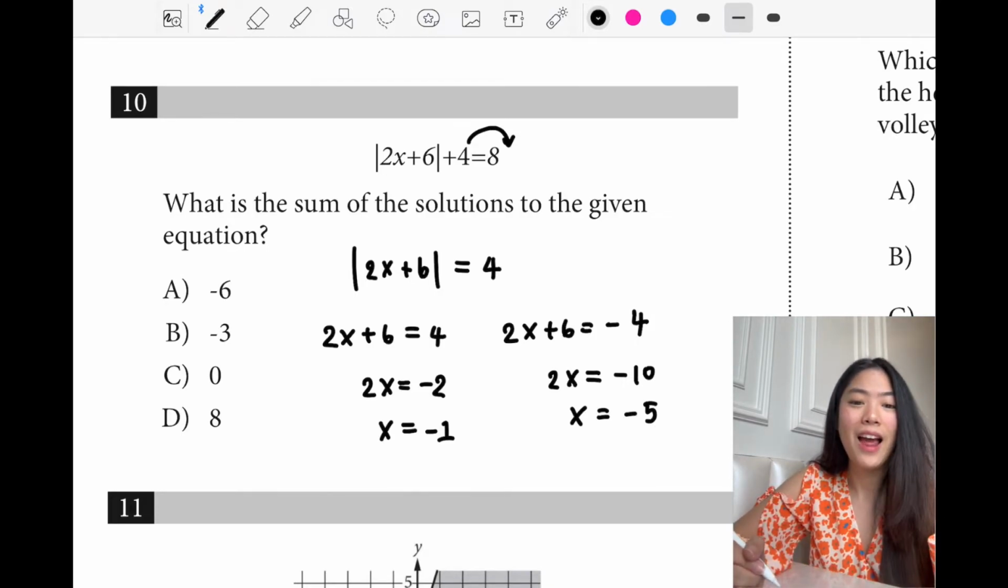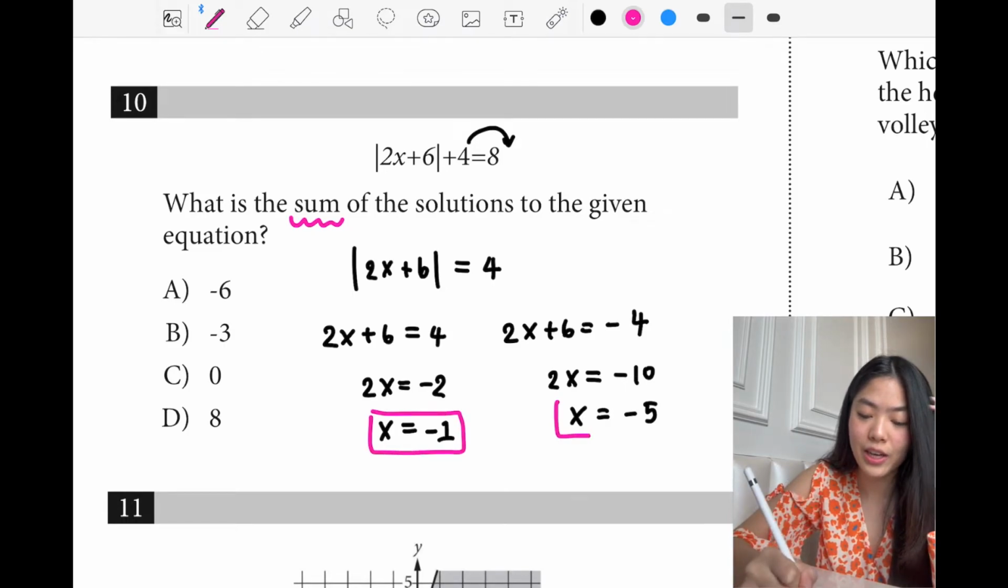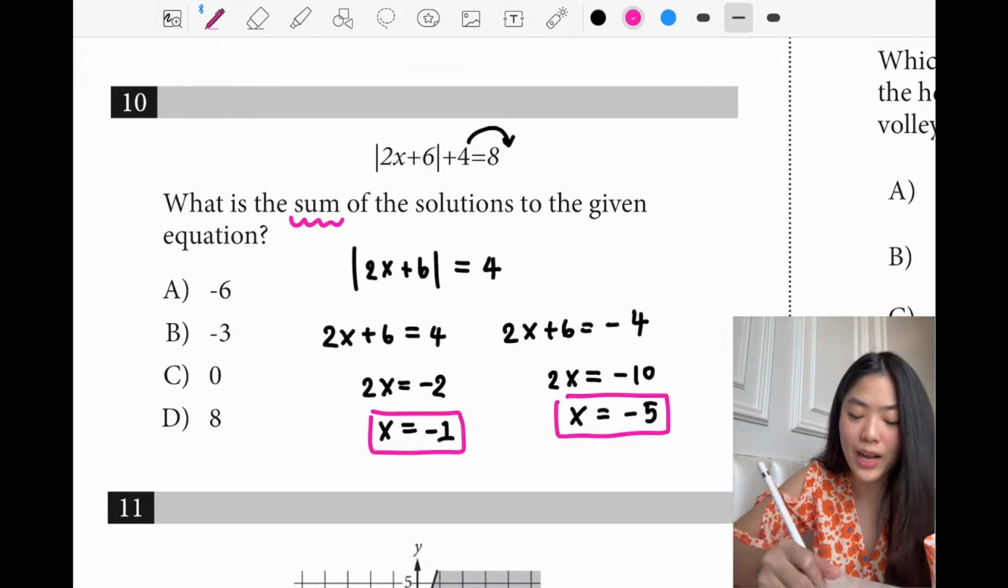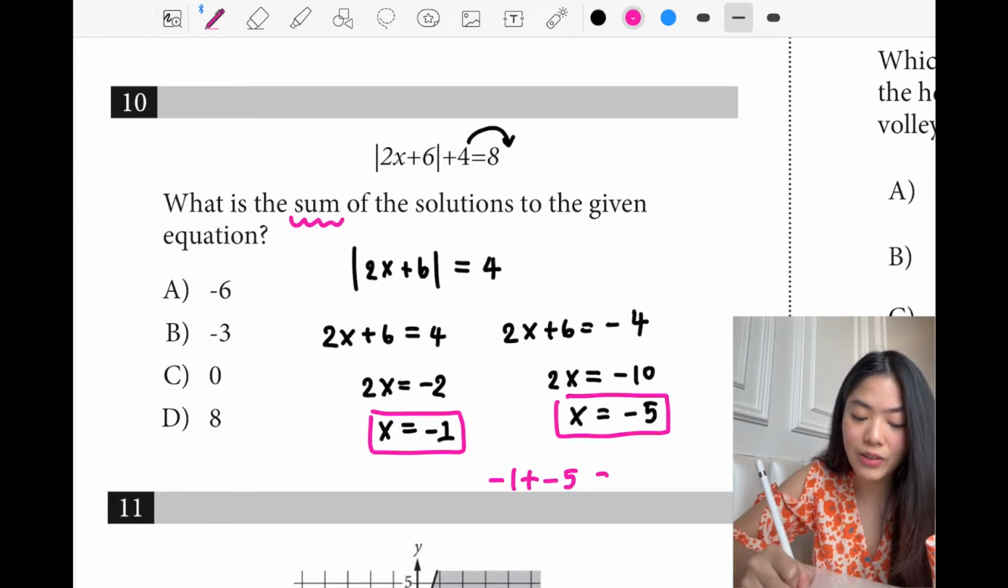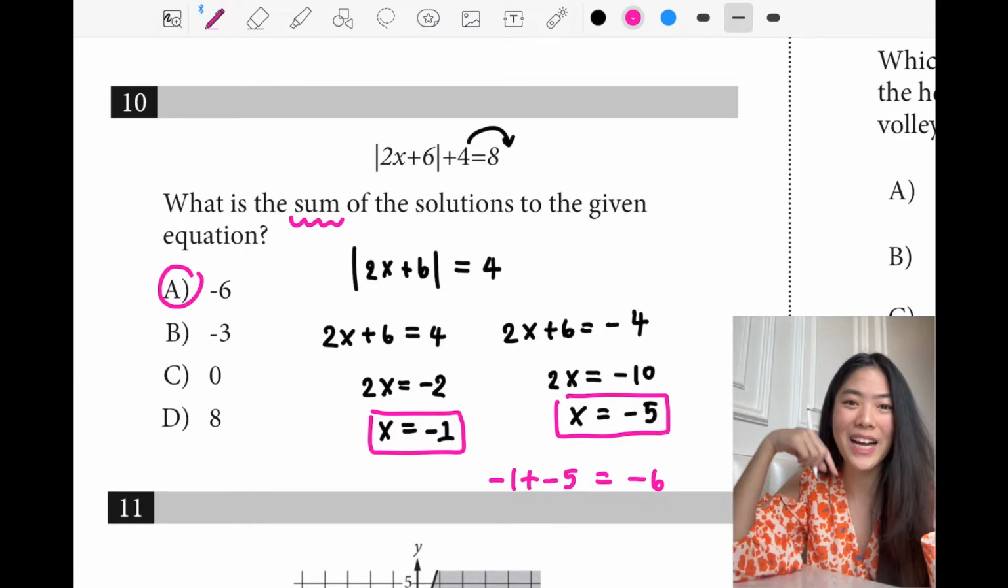Okay, and the question is asking for the sum of the solutions. We get two solutions, and then we're going to add these two values together. So -1 added with -5 is going to be -6. Then A is going to be the answer.